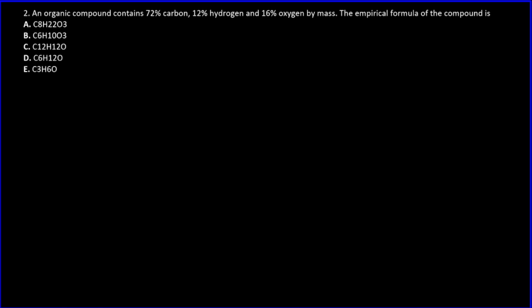Question 2. An organic compound contains 72% carbon, 12% hydrogen, and 16% oxygen by mass. The empirical formula of the compound is very, very simple. Remember, in the other one, what were we given? We were given reacting masses. Here, we were given percentage by mass of each element. So remember the formulas I gave. You can use both of them depending on the parameters given to find your mole. So here we have the individual elements as carbon, hydrogen, and oxygen. So the first step is to find the mole.